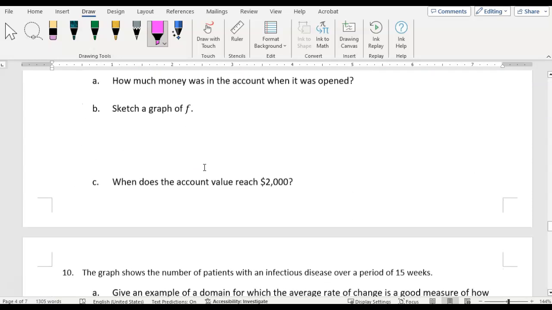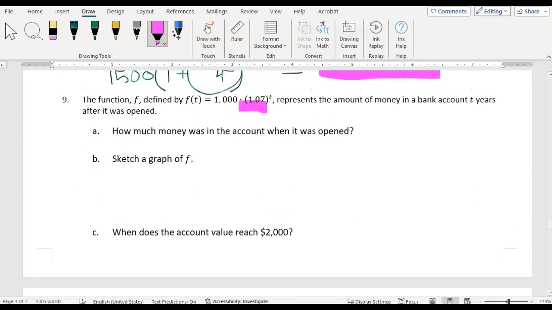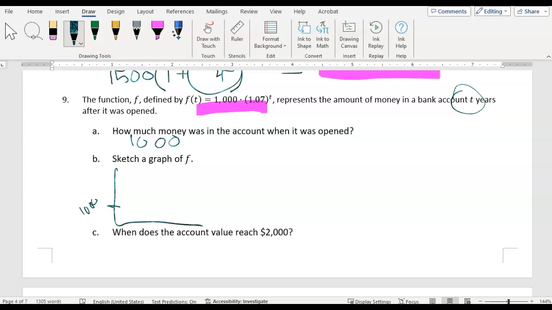Number 9, the function f is defined by this function here. It represents the amount of money in a bank t years after it was opened. How much money was in the account when it was opened? That's $1,000. Sketch a graph. Here you can go ahead and take a look at your calculator. It is increasing, so your graph should definitely be increasing, right? And you're starting at about 1,000 and going up. So I would go ahead and estimate that.